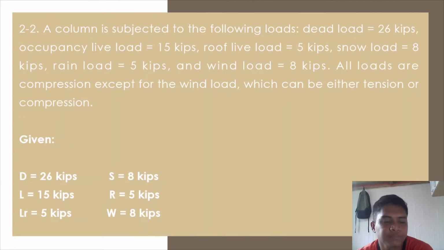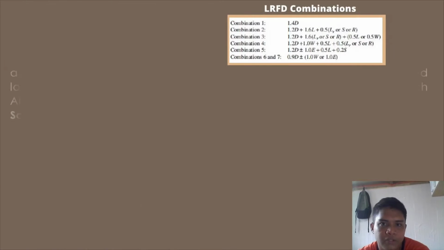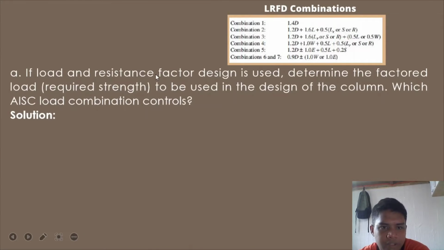Okay, number 2. Second question, number 2. A column is subjected to the following load. Dead load, 26 kips. Occupancy live load, 15 kips. Roof live load, 5 kips. Snow load, 8 kips. Rainfall, 5 kips. And wind load, 8 kips. All loads are compression except for the wind load, which can be either tension or compression. So, proceed tayo. Question. If load and resistance factor design is used, LRFD yun, determine the factored load or required strength to be used in the design of the column, which AISC load combination controls.